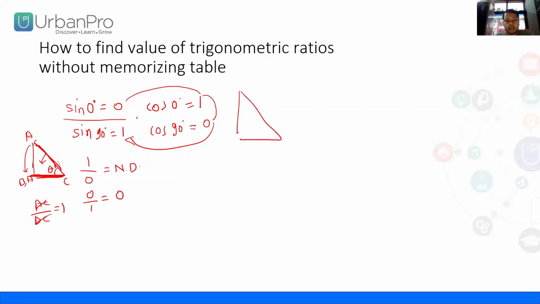trigonometric ratios, and we will draw two triangles. One is 45 45 90, and another one is 30 60 90. Now here is one trick. You have to only memorize the value of sine 30 degrees. So sine 30 degrees is half.